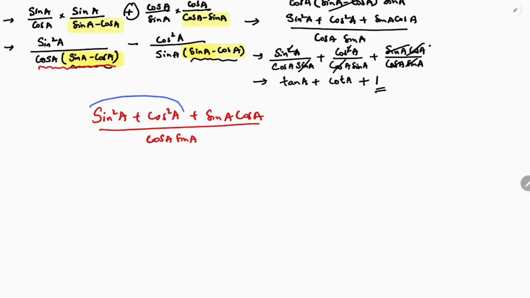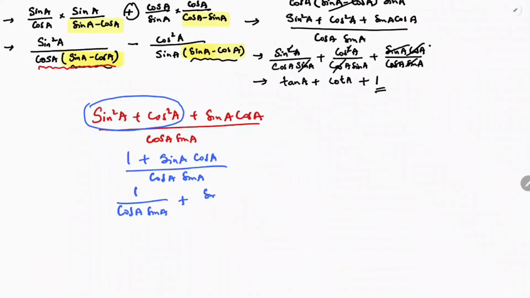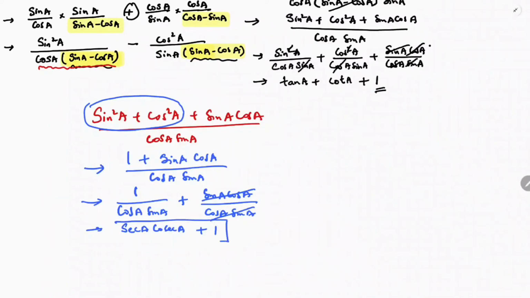Now for this, you write 1, because sin square plus cos square is 1, so 1 plus sin A cos A by cos A sin A. If you split now, 1 by cos A into sin A plus sin A into cos A by cos A into sin A, here both will get cancelled. 1 by cos is sec A and 1 by sin is cosec A, and here it is plus 1. So this is one more answer. They may ask this also as to prove.